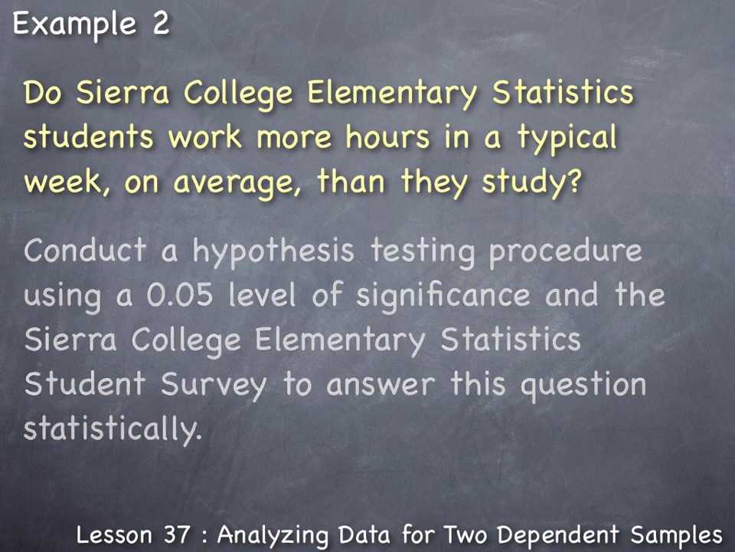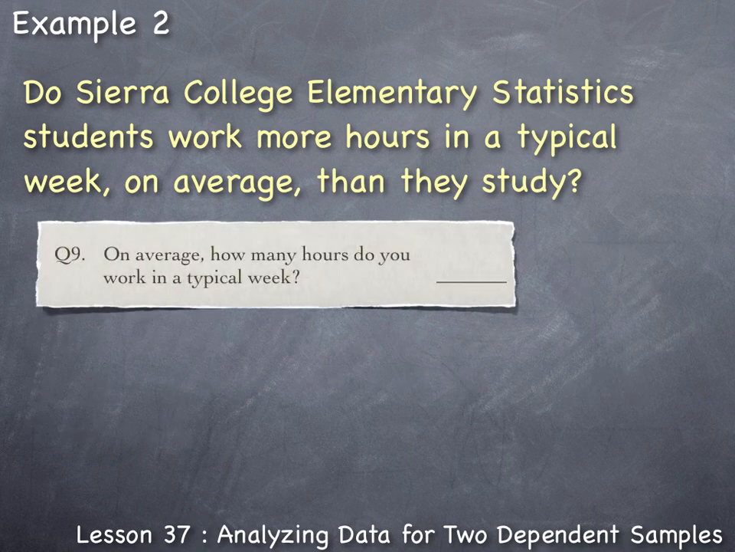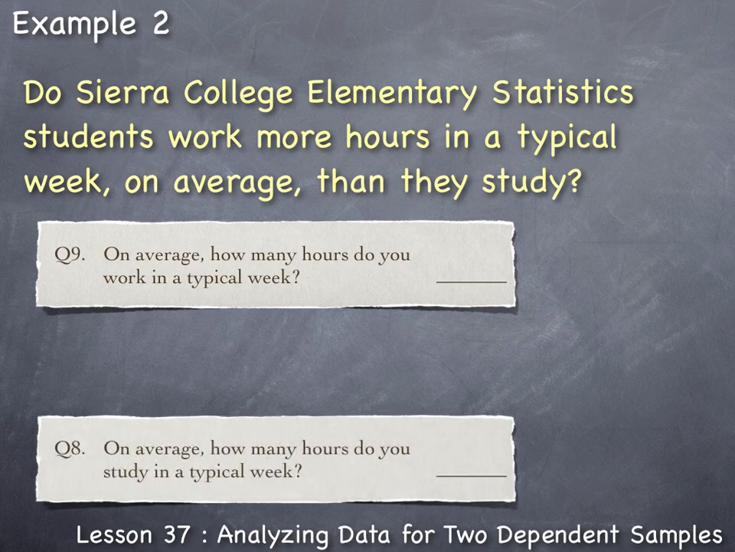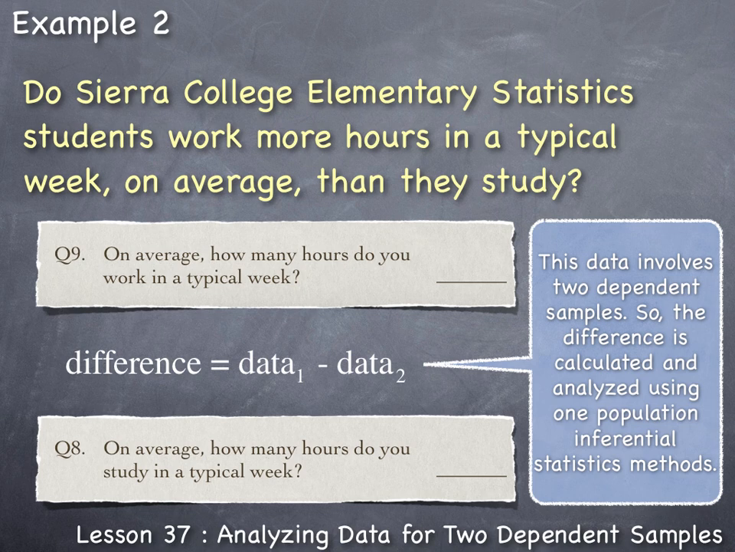In the Sierra College Elementary Statistics Student Survey, question 9 asked how many hours they work in a typical week, and question 8 asked how many hours they study in a typical week. Since we had one population of students from which one sample was selected, but two data values were collected from each of the students, this data involves two dependent samples. So the difference is calculated and analyzed using one population inferential statistics methods.